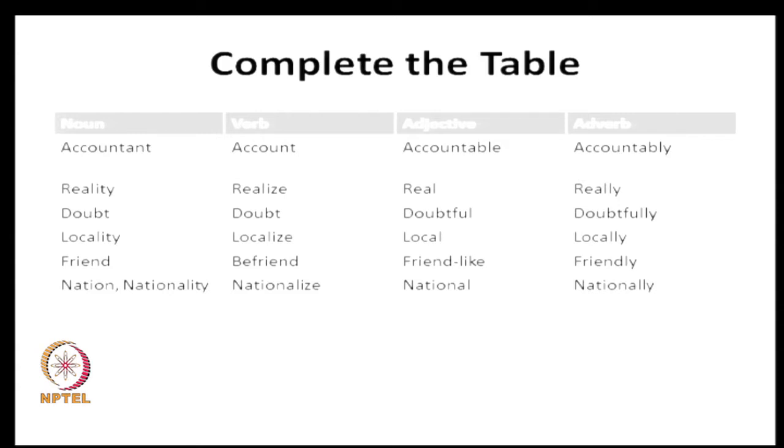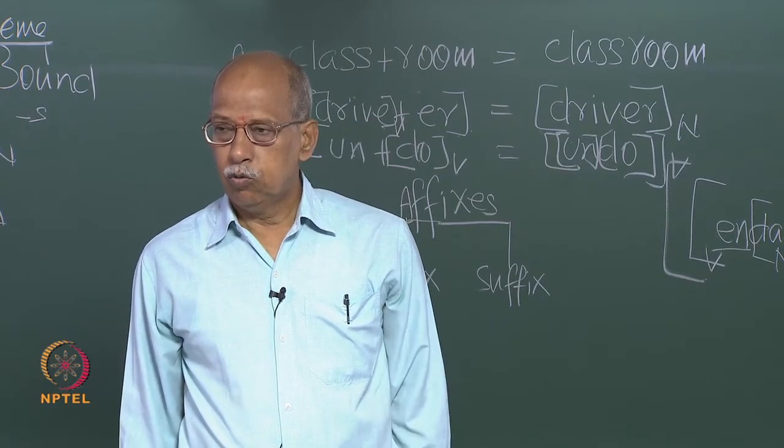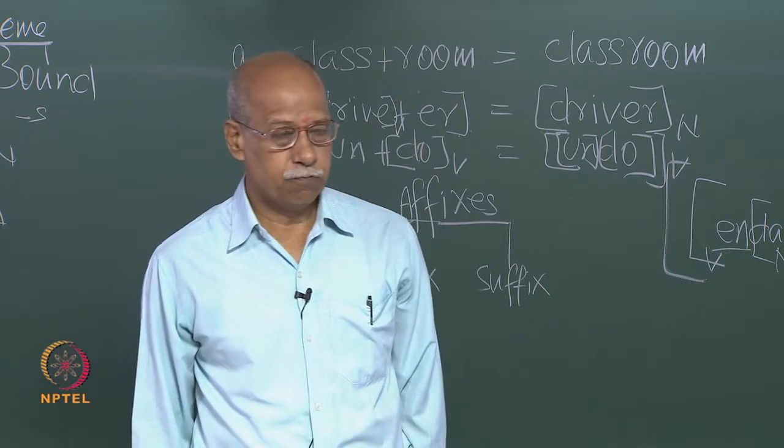You might remember we did this exercise. Take out your pen and paper, please. Don't look at all the words beyond the first column. In the first column, you have the first word, account or accountant. What is the verb of accountant? Don't look at the table. Write it in your notebook quickly. What is the verb of accountant?